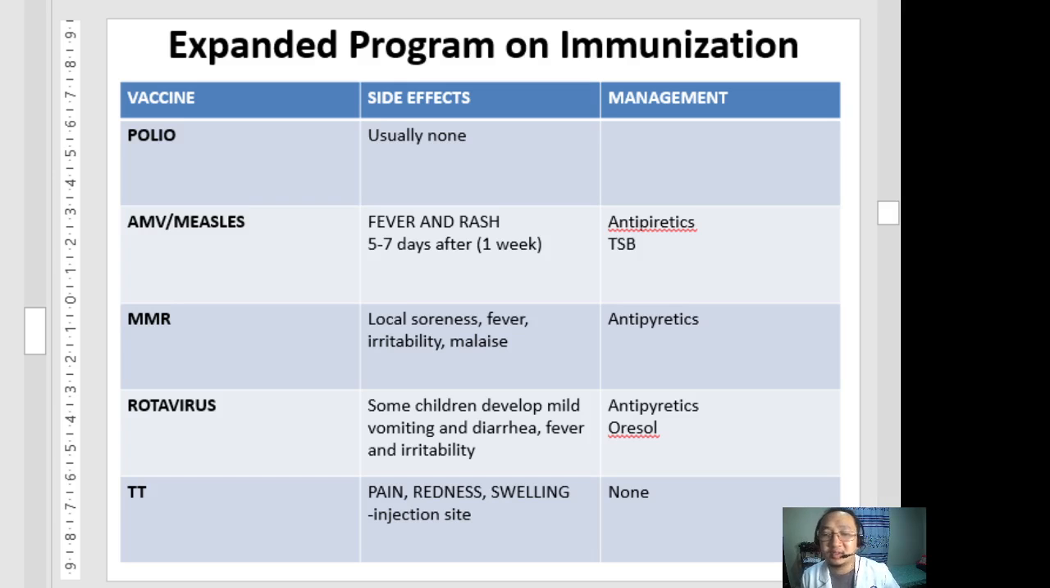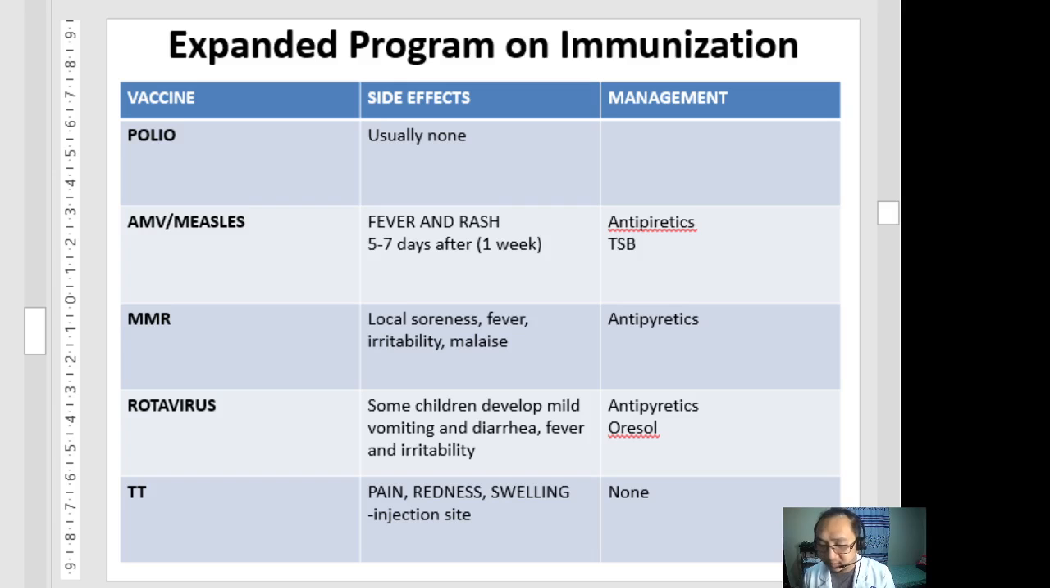Okay, for OPV, if the child vomits, give a second one. Okay, if the child vomits again, give a third one. And if ever the child vomits for the third time, maybe you should refer. You should refer the child to a physician if the child vomits for the third time.